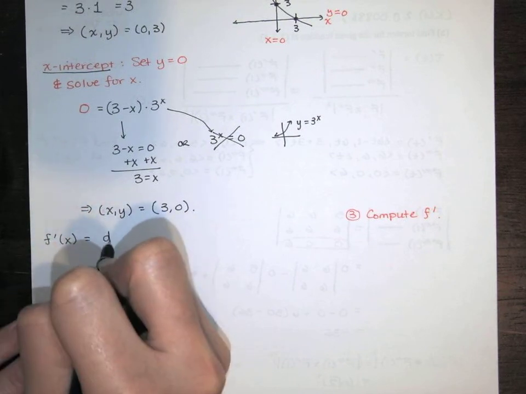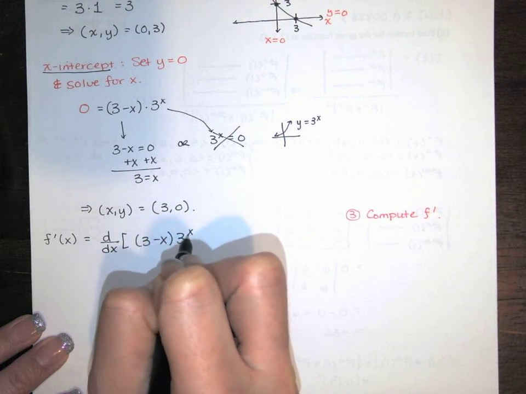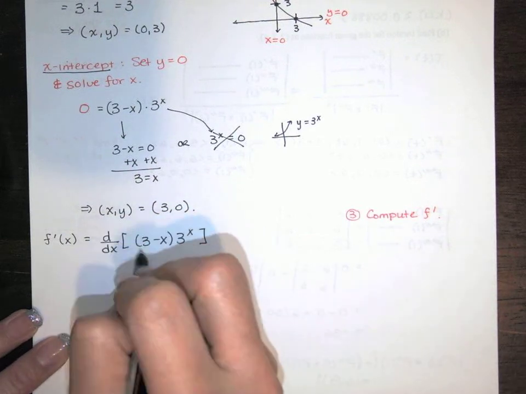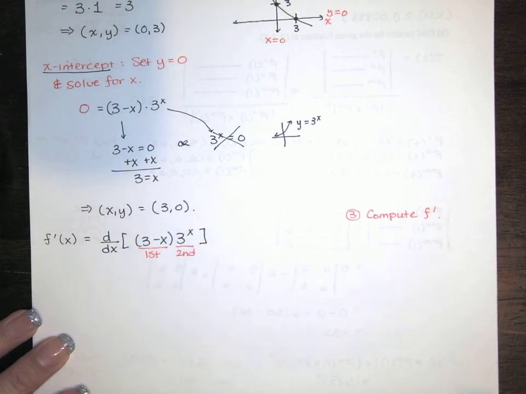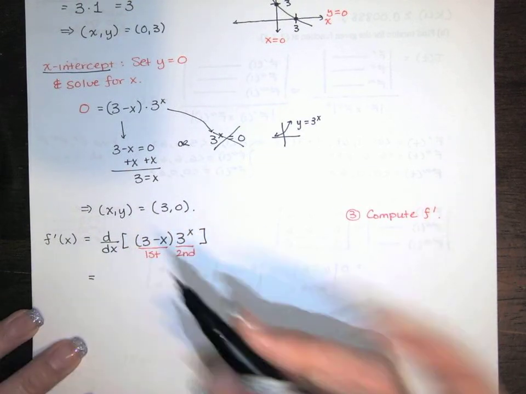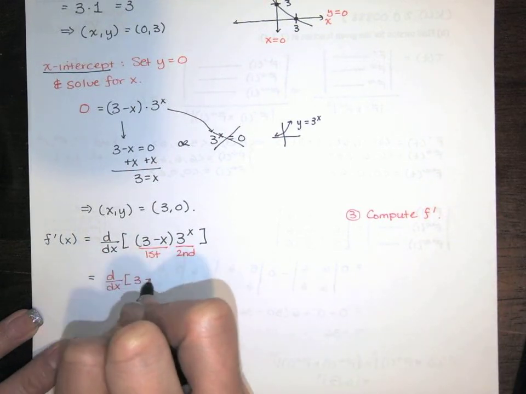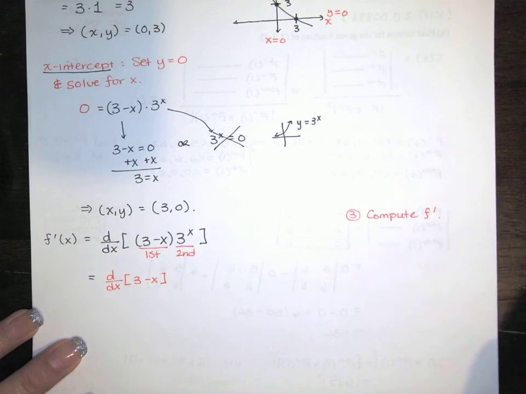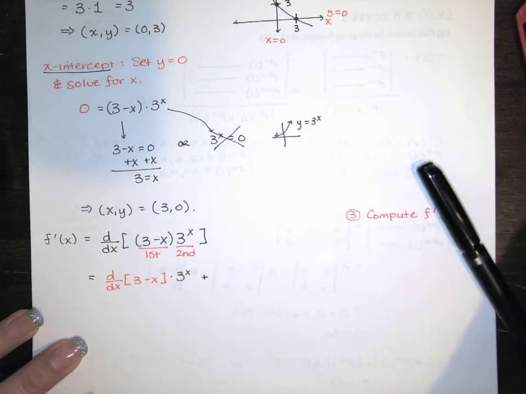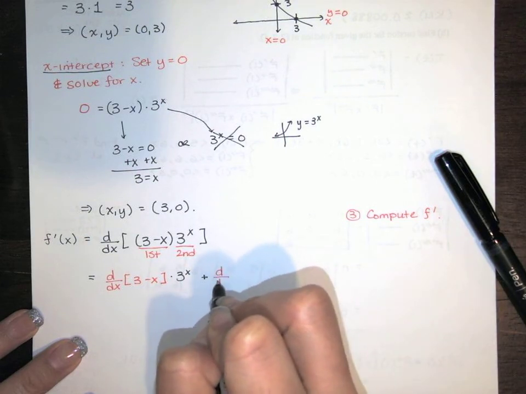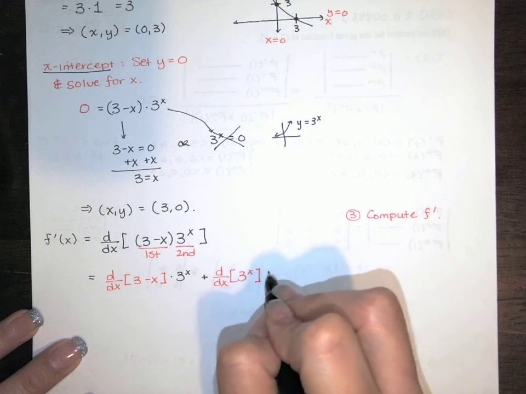F prime of x is the derivative with respect to x of 3 minus x times 3 to the x. Since I've got a product here, I'm going to use the product rule. The derivative of a product is the derivative of the first function times the second function, undifferentiated, plus the derivative of the second function times the first, undifferentiated.